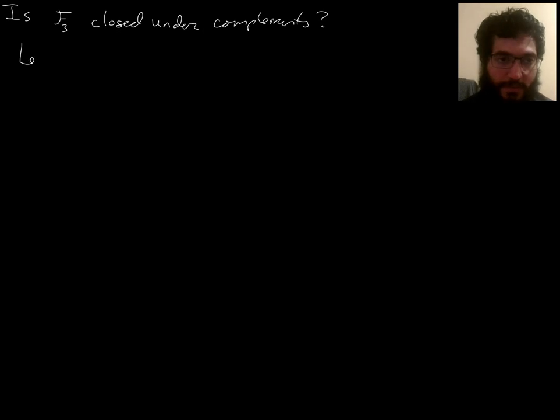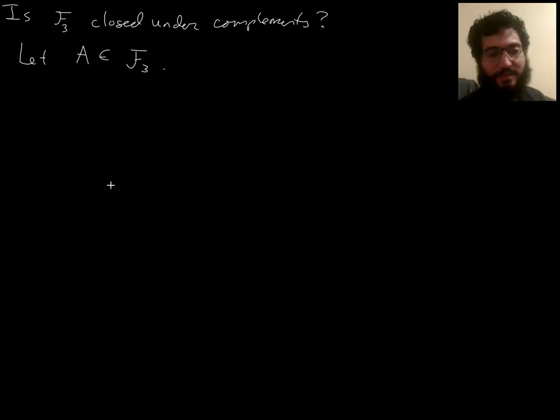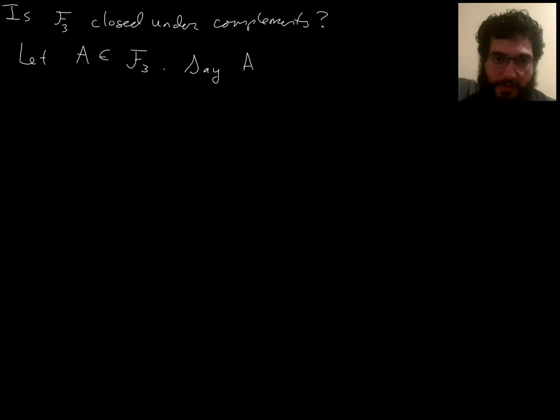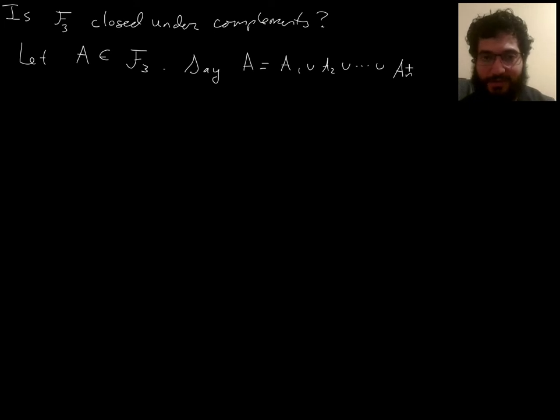So let A be in F3, and let's take the complement of A. But first let's break down what being in F3 means. It means you're a finite union of things in F2. So say A is A1 union A2 union up to AN. Sometimes when I have a finite union, I like to write it out as a list rather than with a big cup, just to have the psychological feeling that it's finite. It feels more finite when it ends on the page.